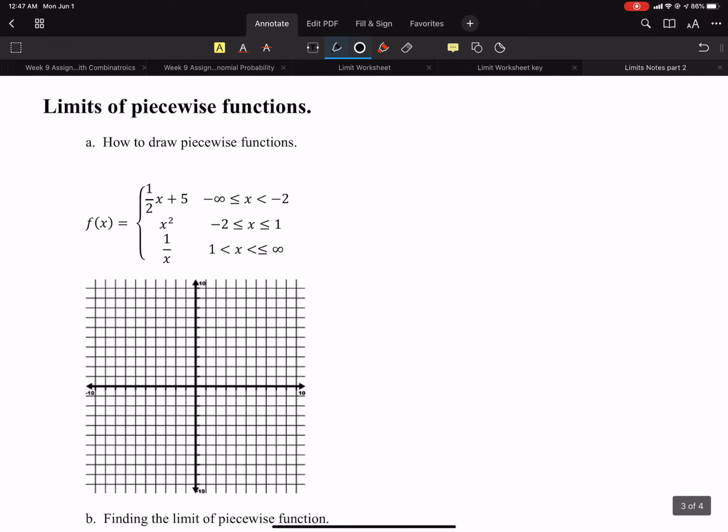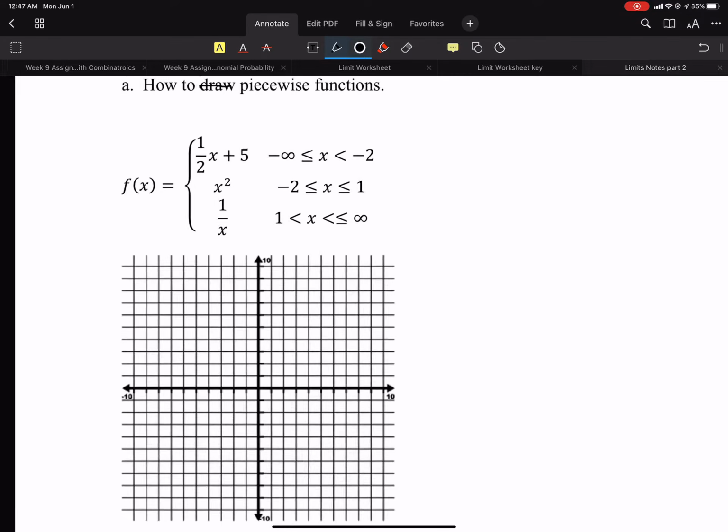Okay, piecewise functions. It's important when you get to calculus, piecewise functions you will see all the time. Multiple choice and FRQs. You have to understand them. They need to make sense to you. So first I'm going to show you how to graph piecewise functions. I said draw, but I should have said graph.